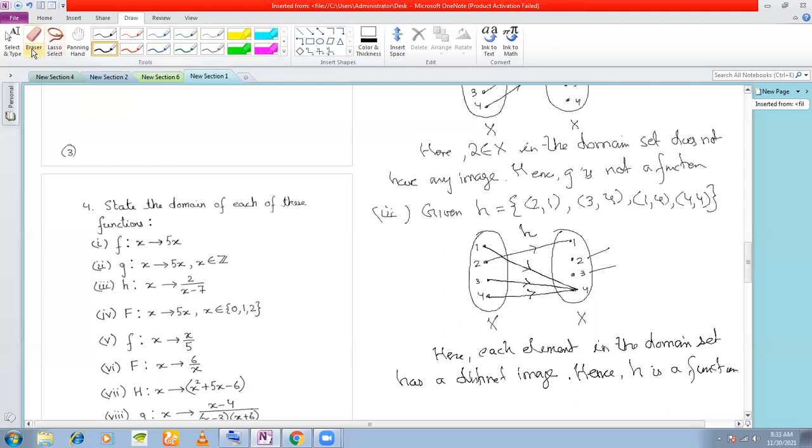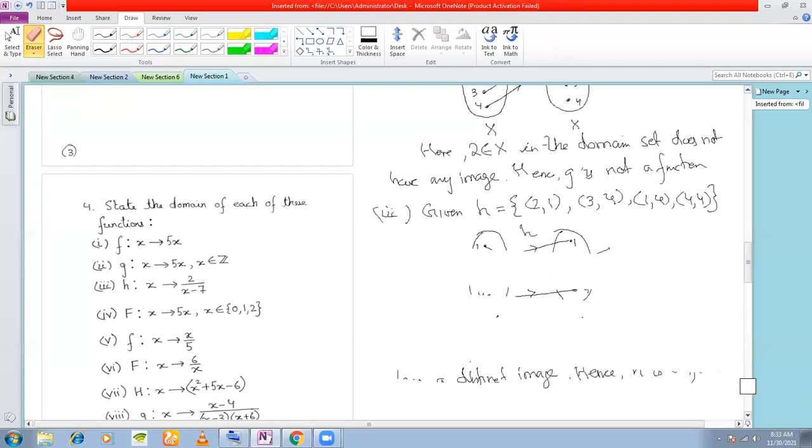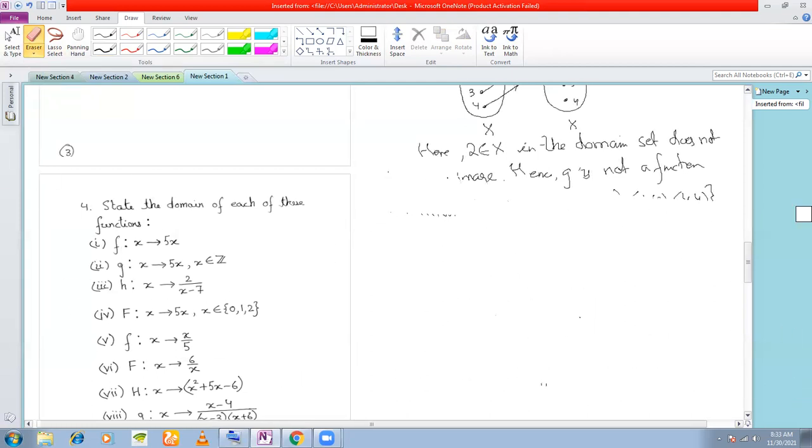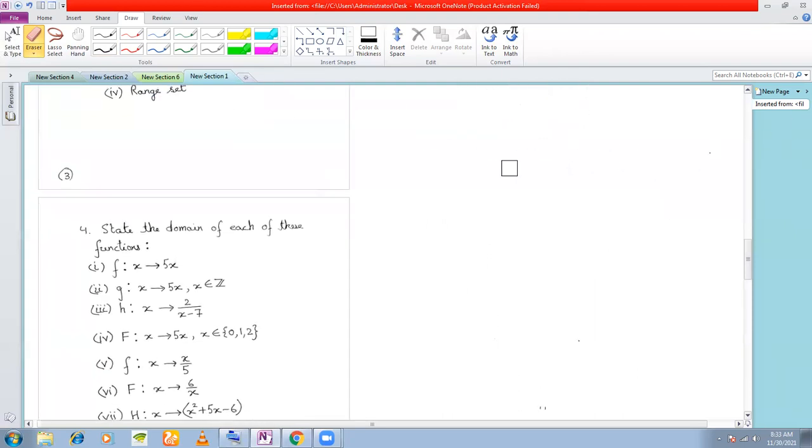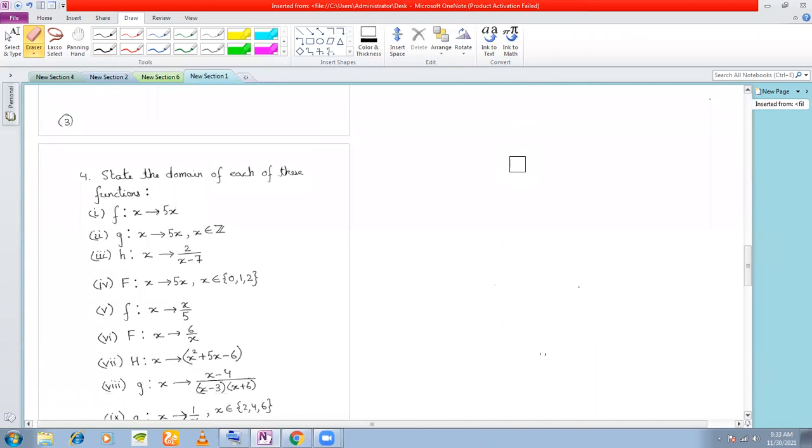Let's move on to question number 4, which is the main kind of question that can be given in the question paper. The other questions can be given as MCQs, but these questions can be given as subjective type questions. See, state the domain of each of these functions for part 1. Okay. Now see, x to 5x.